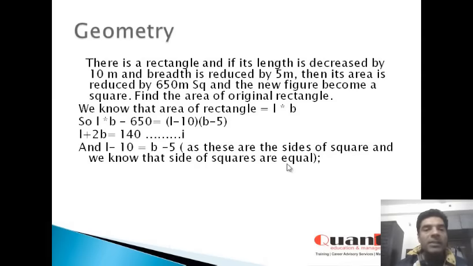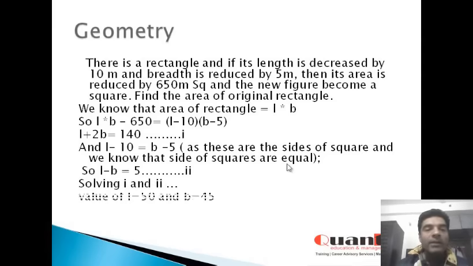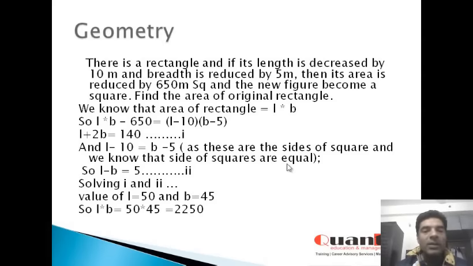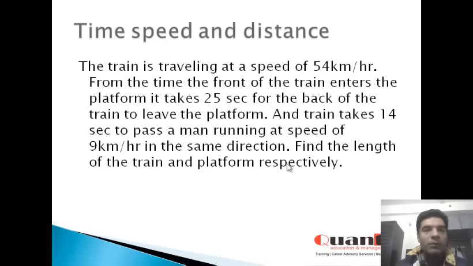So L minus 10 is equal to B minus 5 because we know that sides of a square are equal. So when we equate these two, L minus 10 with B minus 5, we'll be able to get one more linear equation, which is L minus B is equal to 5. Now we have two linear equations. We can solve them to find the values of L and B as 50 and 45. So the area of the original rectangle, which is L into B, will come out to be equal to 2250 meters square. So that's again a doable question which can be done in case you are able to comprehend the question correctly and then move ahead. Number 4.